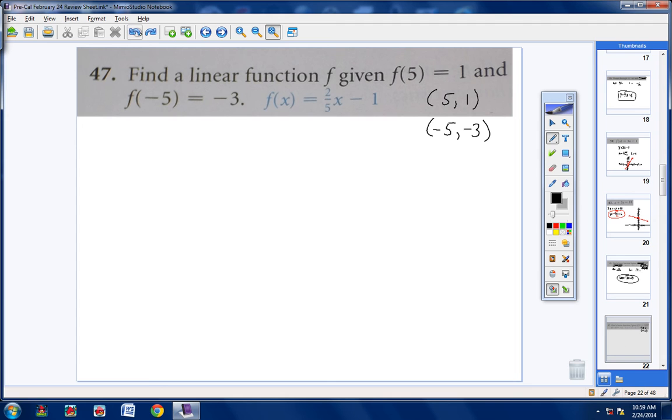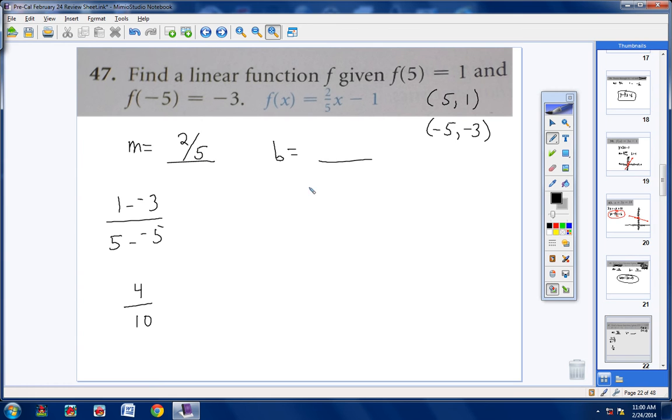All right, here we go. Let's write a linear function. So we know we need to find an m, and we know that we need to find a b. All right, so let's use our slope formula. Y minus y, that's 1 minus a negative 3. X minus x, that's 5 minus a negative 5. And what you would end up with is 4 over 10, which is 2/5.